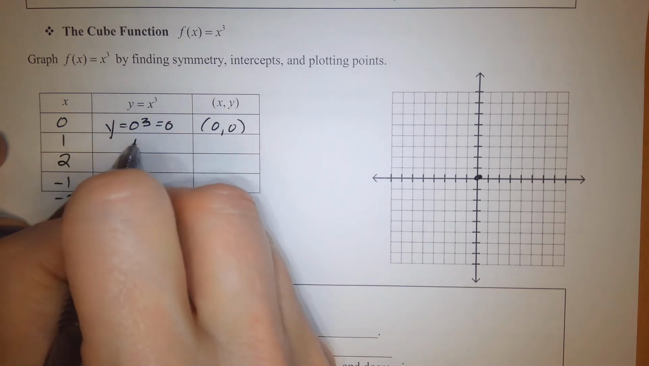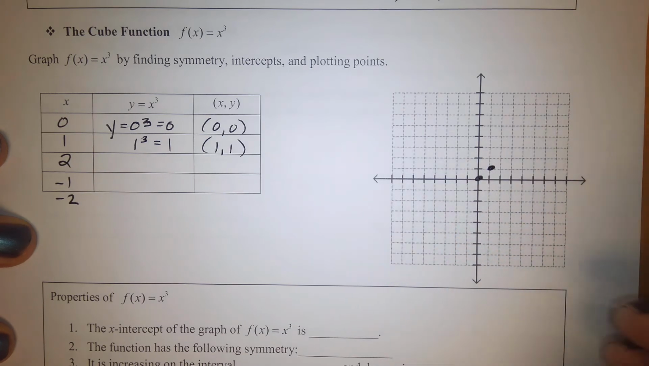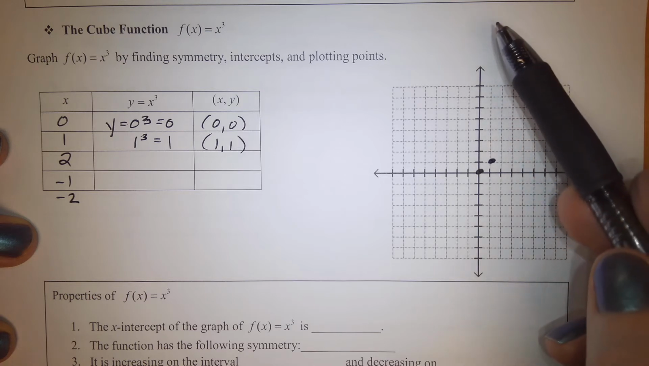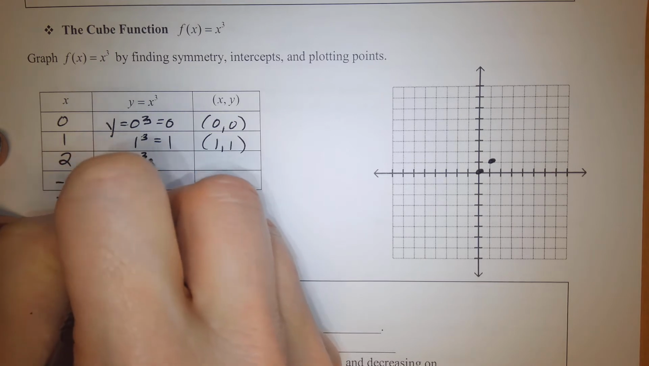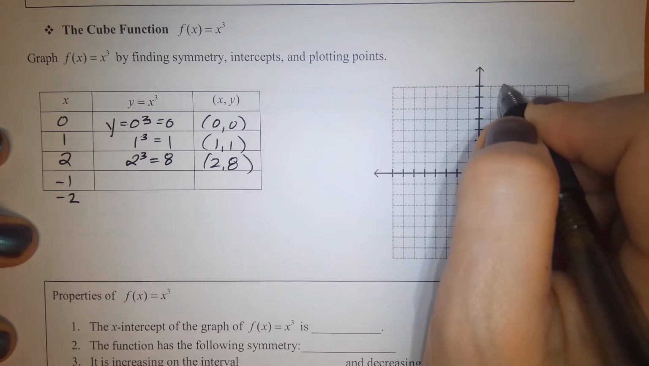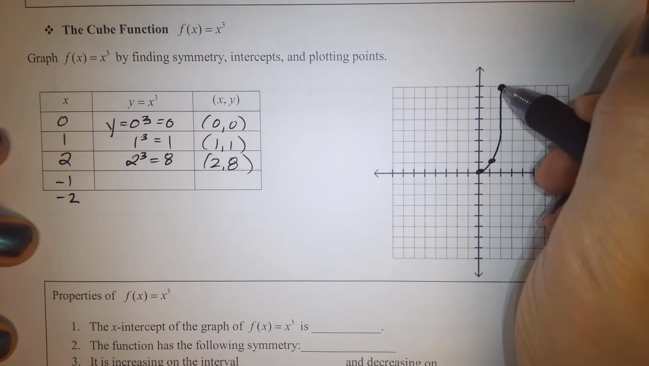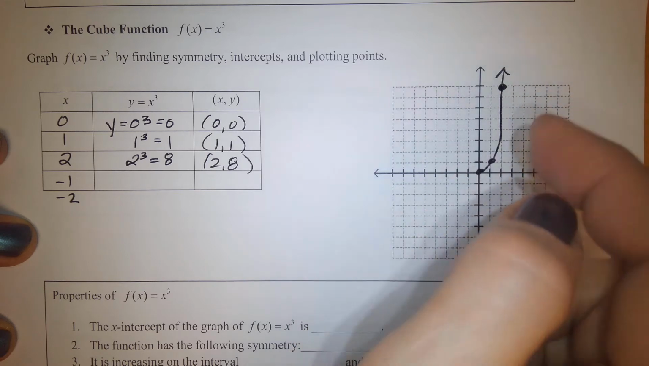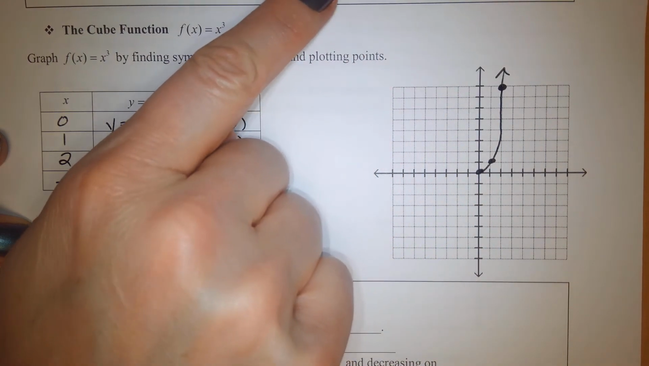When I plug in 1 for x, I get 1. So the point 1, 1 is on my graph. So far, very similar to the squared function I did just before this. 2 cubed is 8. So 2, 8 is a point on my graph. So again, it starts to look very much like a parabola. It just happens to be a little more compressed, so it seems to shoot up a lot faster than the square function we did earlier.